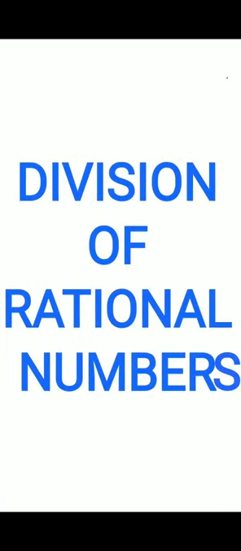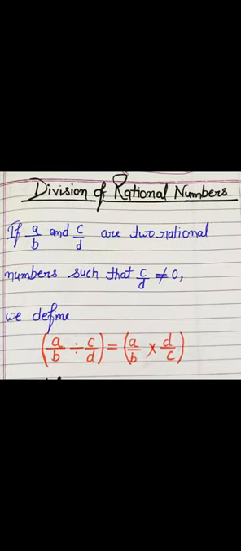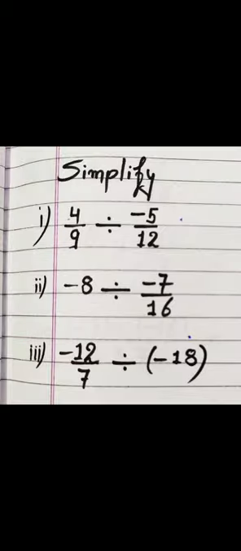As our topic, rational numbers, is going on, today we will learn division of rational numbers. For this, there is a rule: if a upon b and c upon d are two rational numbers such that c upon d is not equal to 0, as we know division by 0 is not possible, then when a upon b is divided by c upon d, the divide converts into multiply, and there will be a reciprocal of the second term, so c upon d will become d upon c. Based on this concept, there are some questions where we have to divide these.